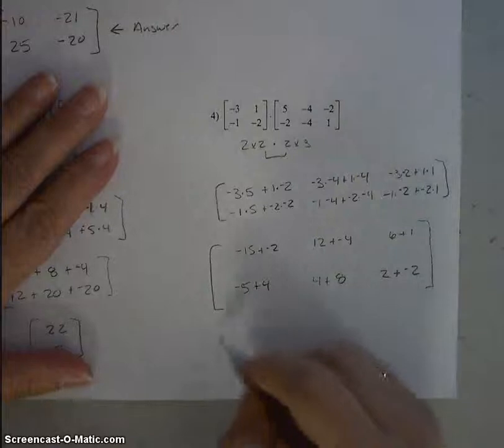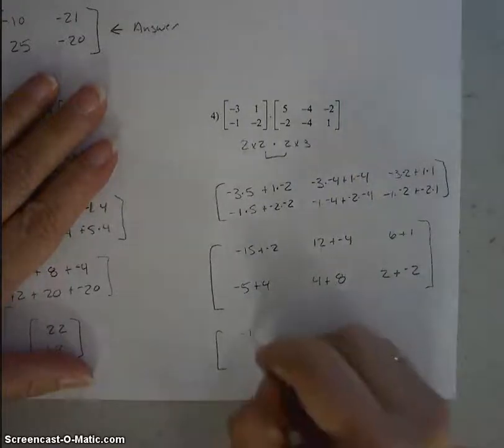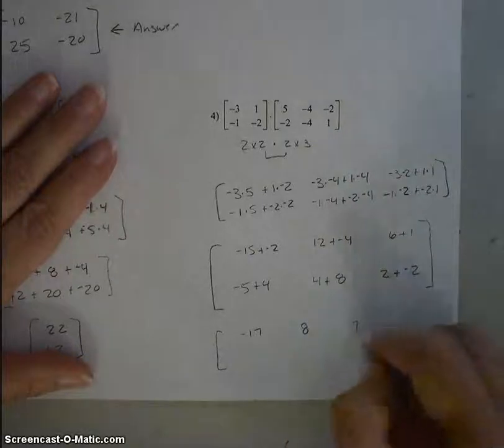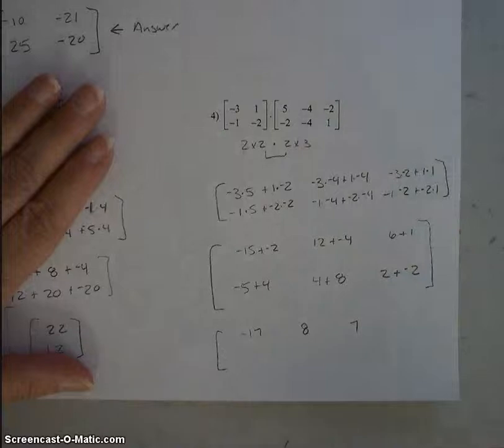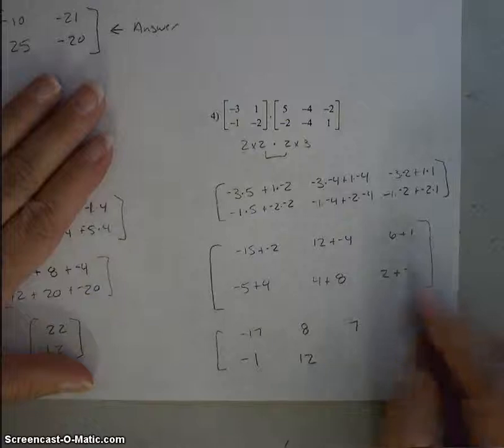Okay, so let's simplify this. Negative 15 plus negative 2 is going to give me negative 17. 12 plus negative 4 is positive 8. 6 and 1 is 7. Negative 5 plus 4 is going to give me negative 1. 4 and 8 is 12. And then 2 plus negative 2 is 0.